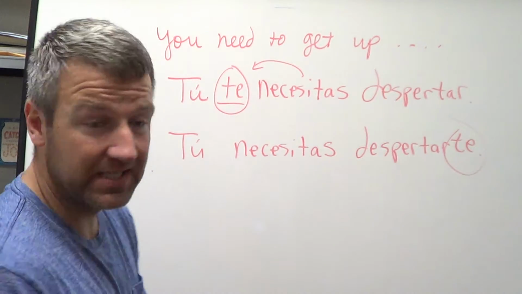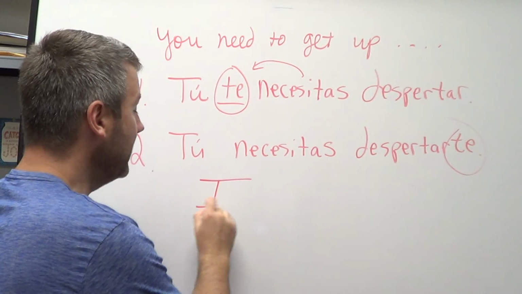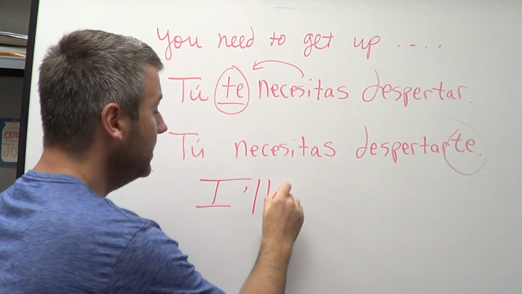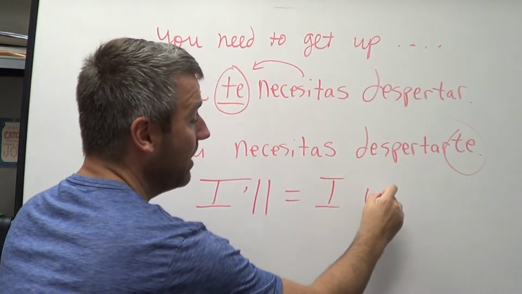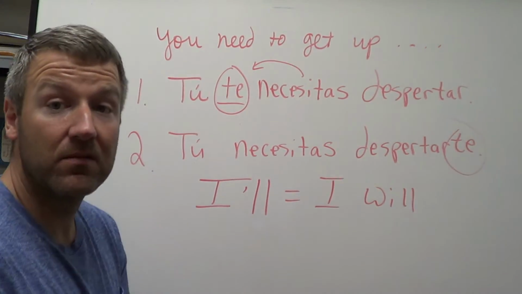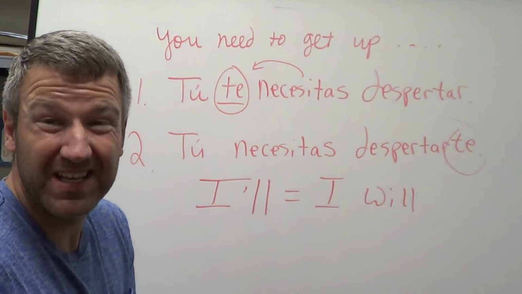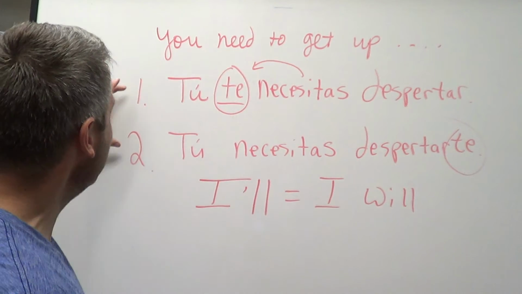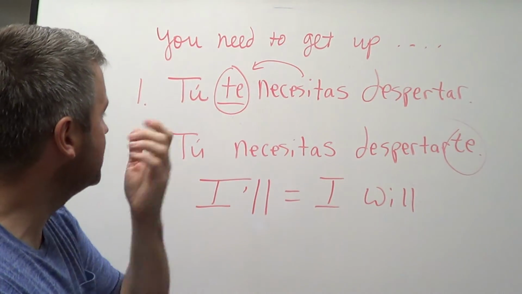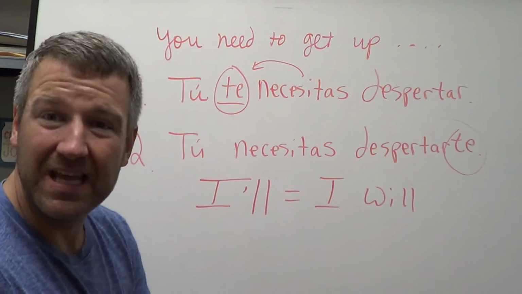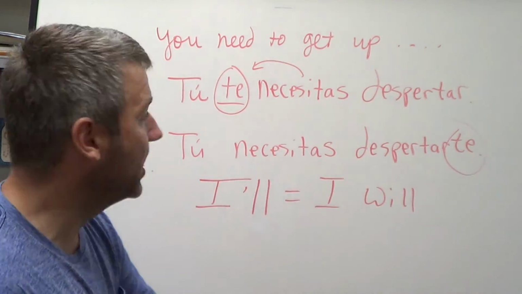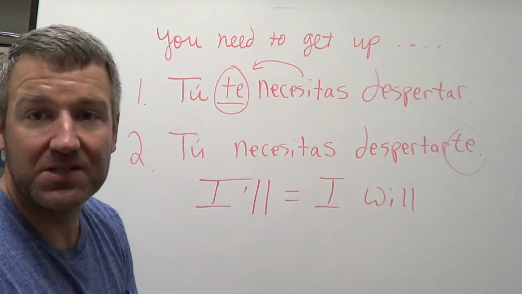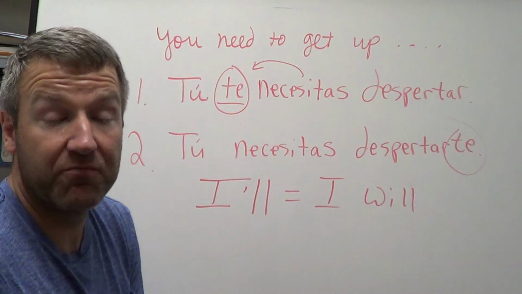I like to use this example in class. It's kind of like this. I'll is the same thing as I will. Isn't that right? It means the same thing. It's just a different form. So that same thing is the case for numbers 1 and 2. Neither one is more correct than the other in Spanish. It's just a matter sometimes of preference.